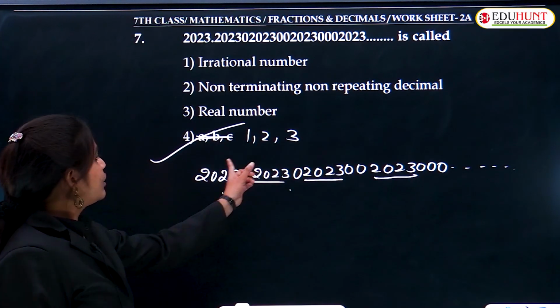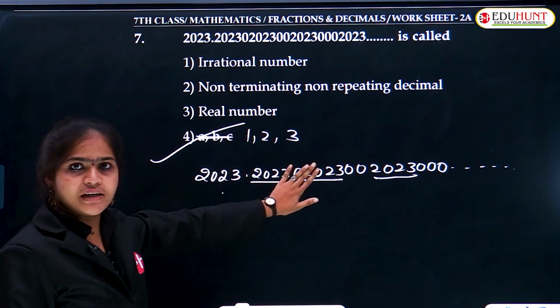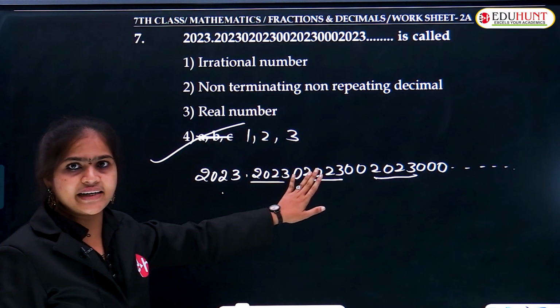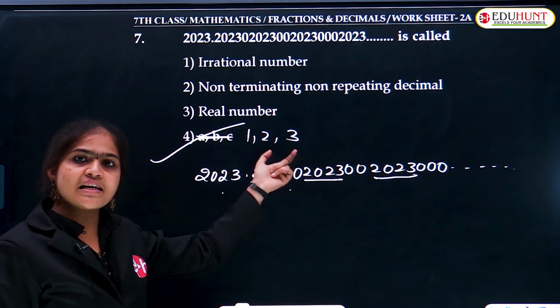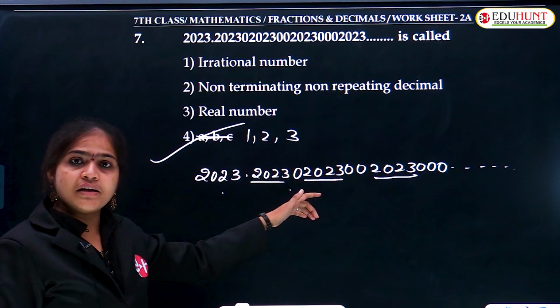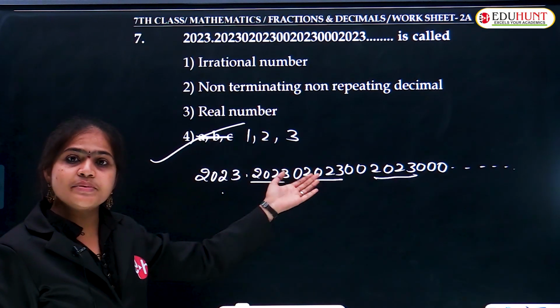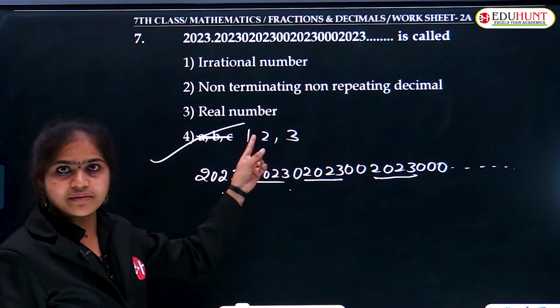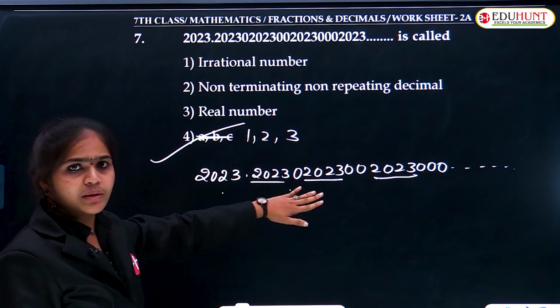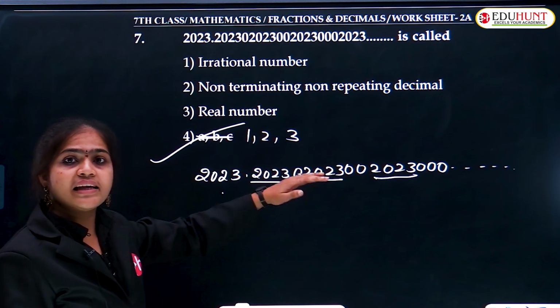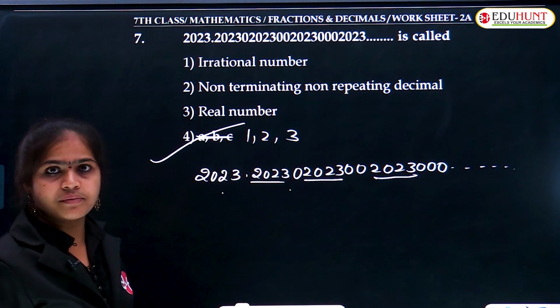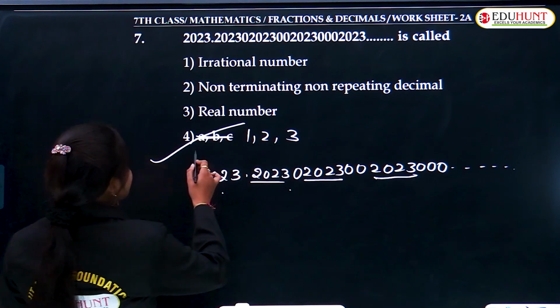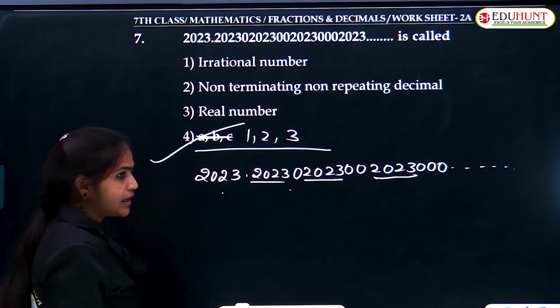Understood? Why? Because this is an irrational number. First of all, this is a non-terminating decimal. Non-terminating, non-recurring decimals come under irrational numbers. Next, non-terminating, non-repeating. All irrational numbers are real numbers. That's why the answer is 1, 2, 3; all 3 options are correct.